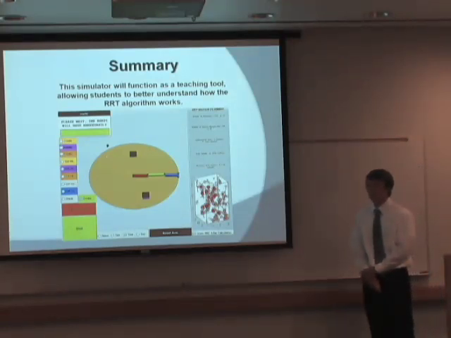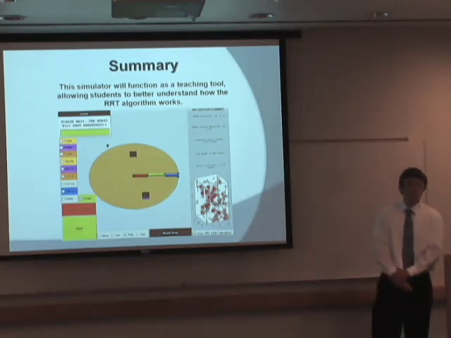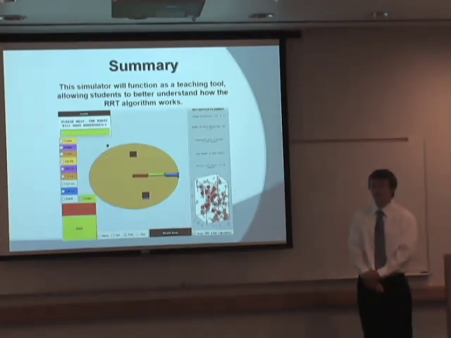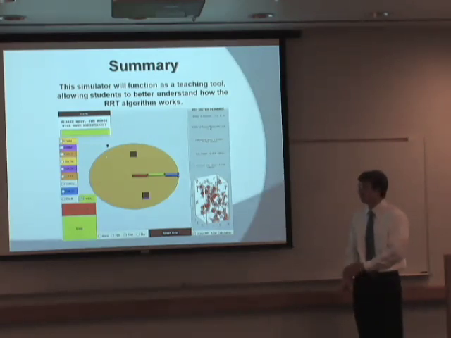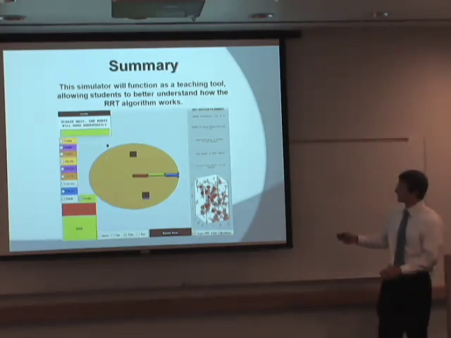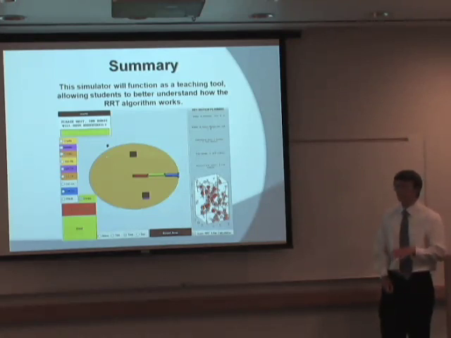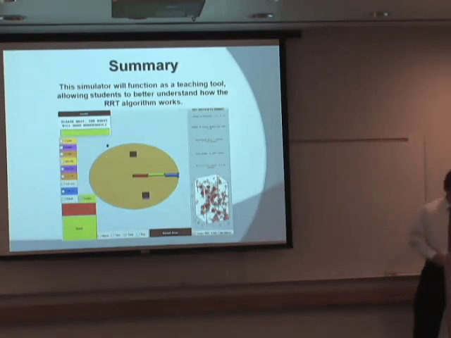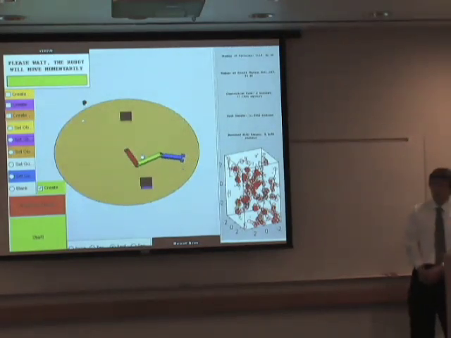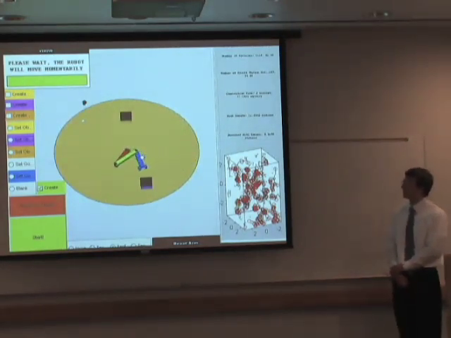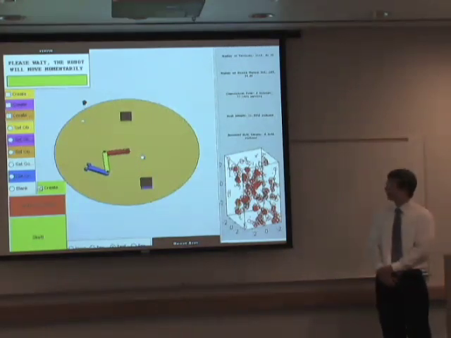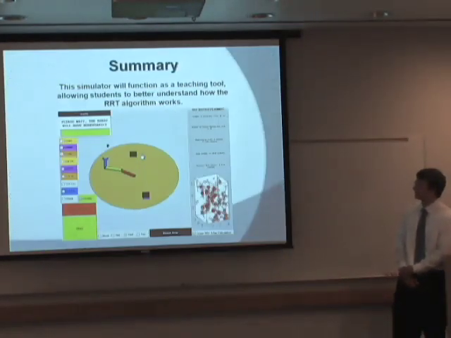In summary, this simulator will be used as a teaching tool, hopefully to help students better understand how the RRT algorithm works. Here's a screenshot. On the right here, this panel shows the RRT working. Unfortunately, I could not get a video of the RRT expanding while the simulator was running, but I could get the arm actually moving. As you can see here, the arm's motions are very deliberate. It's not making a whole lot of unnecessary movement because the path smoothing algorithm has already been done.